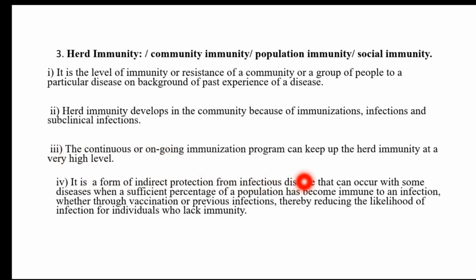Continuous ongoing immunization, as you can see now in COVID, can keep the herd immunity at a very high level, and indirect protection can be obtained from the infectious disease. So this is nothing but community immunity, population immunity, social immunity and herd immunity. Like what happened in COVID, either due to the infection occurring, a person has developed immunity, or through the vaccine, that is an antigen containing preparation, a person has developed immunity. So this is community immunity, population immunity or social immunity.